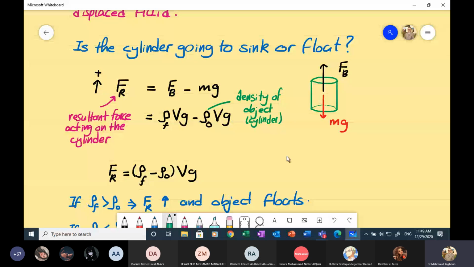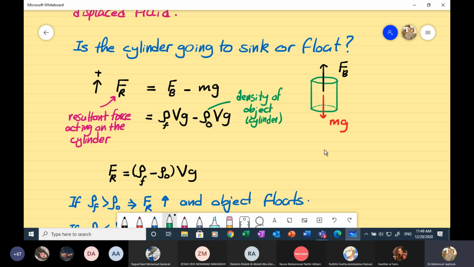When the buoyant force is equal to the weight, it will not float up. It will not move up. It has to be greater. Yes, when the buoyant force is greater than the weight, we will have a resultant force of those two forces that acts upwards, and the object floats.